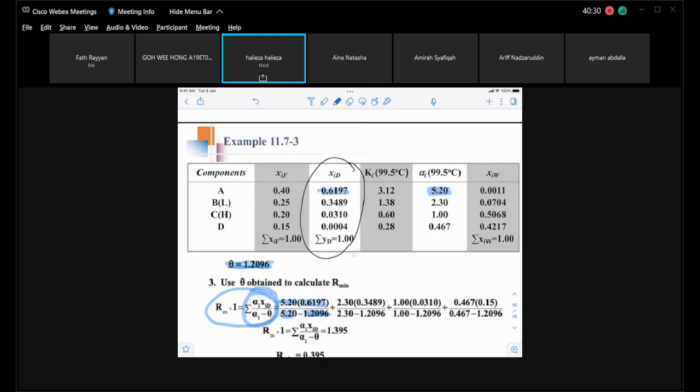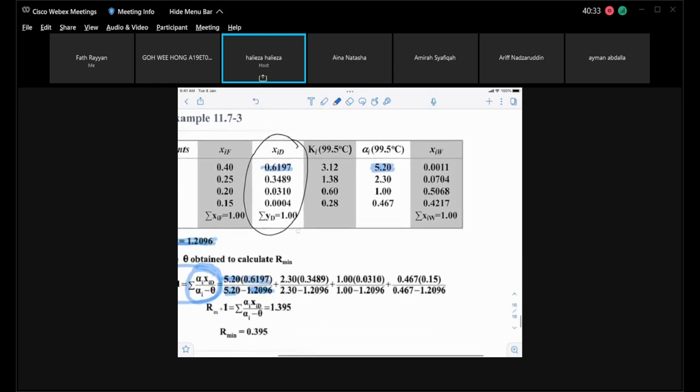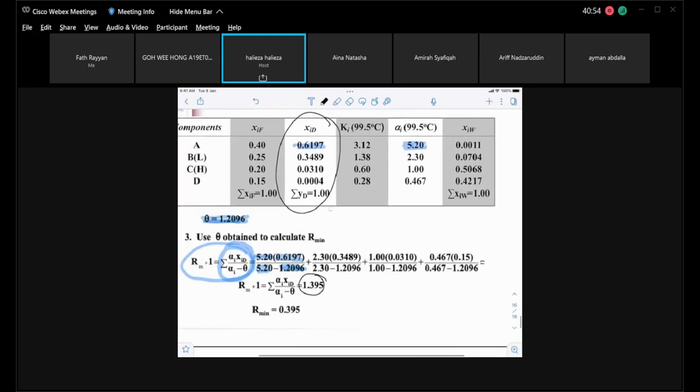You should be able to calculate the sum because everything is there. The equation is complete for the summation. The summation is equal to 1.395. So the only unknown left is your Rmin. We can solve for Rmin, and that happened to be 0.395. That is your minimum reflux ratio.